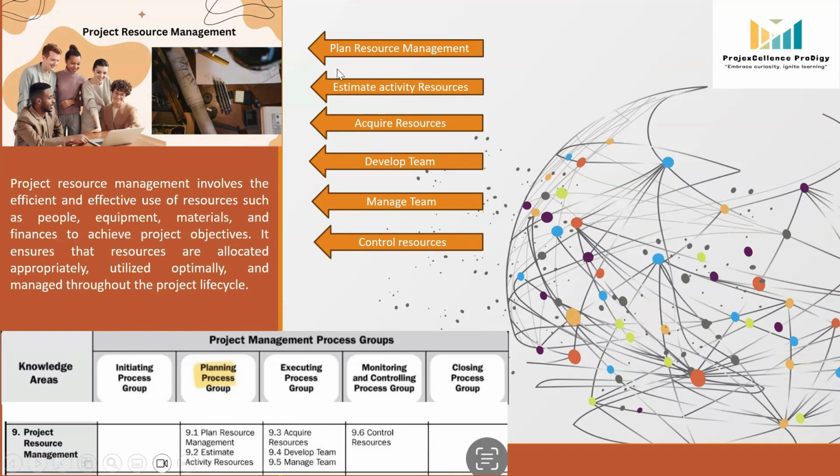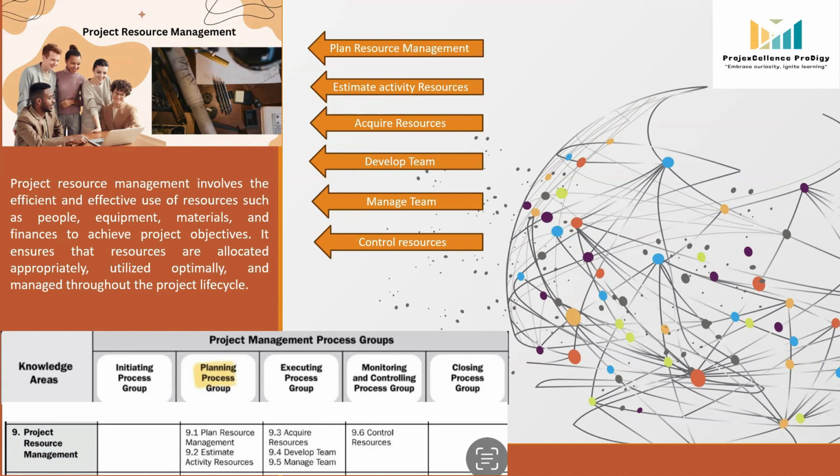Today's topic is project resource management. It involves the efficient and effective use of resources like people, equipment, material, and finances to achieve the project objectives. It ensures that resources are allocated appropriately, utilized optimally, and managed throughout the project life cycle.